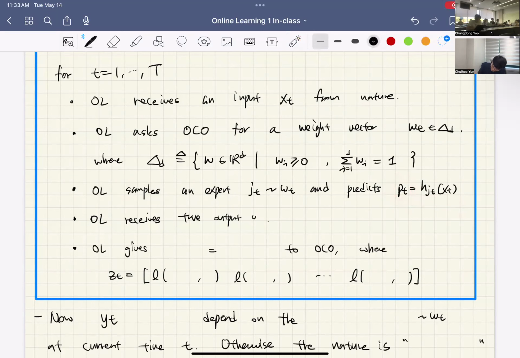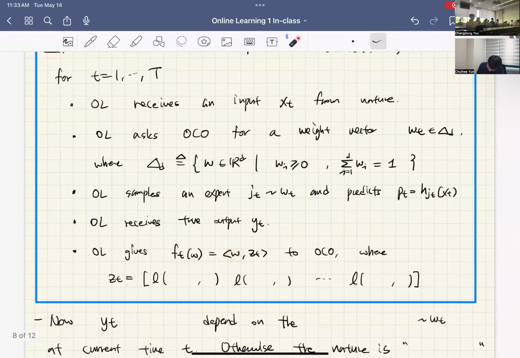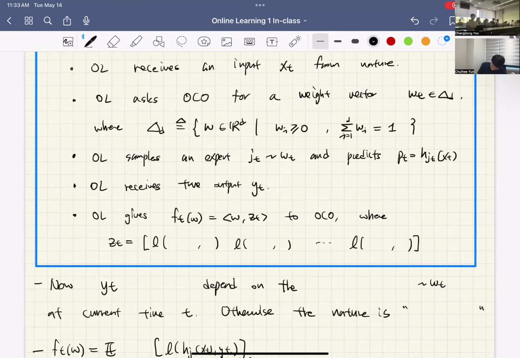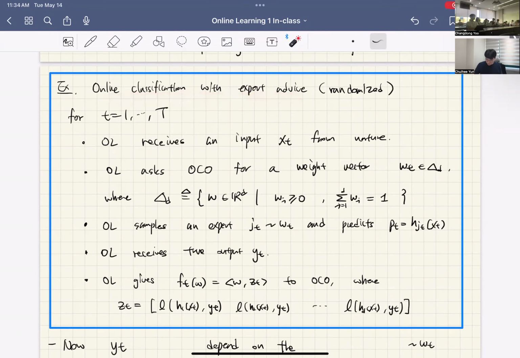And the nature gives us the true output YT, okay? And the online learner now gives a convex function to the OCO learner, or OCO solver. And the function FT that is given to OCO is just a linear function. Okay, so this is a linear function, which is formulated as an inner product of the input W and something called ZT, where ZT is the collection of the losses suffered by each of the experts, given this XT and YT. Okay. So this is how we can formulate this classification with expert advice problem into an OCO problem.